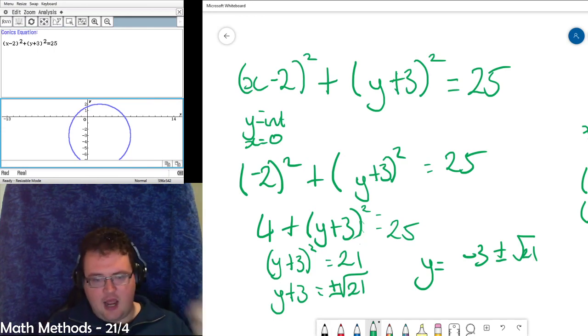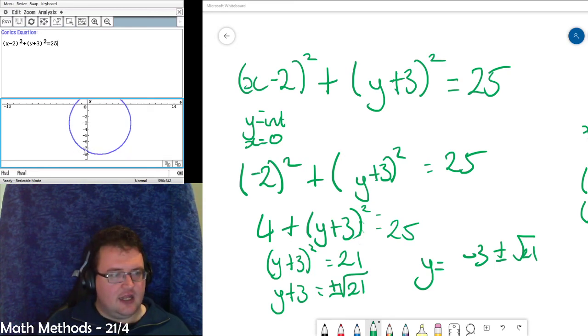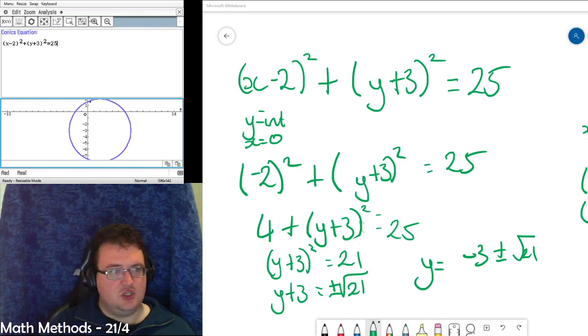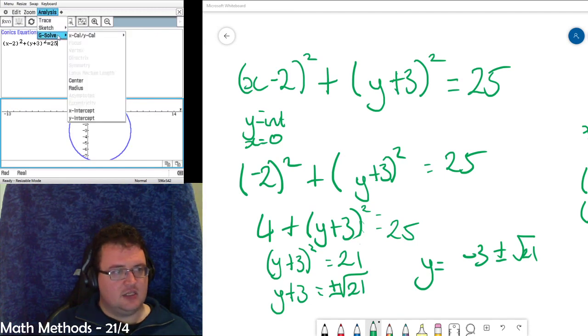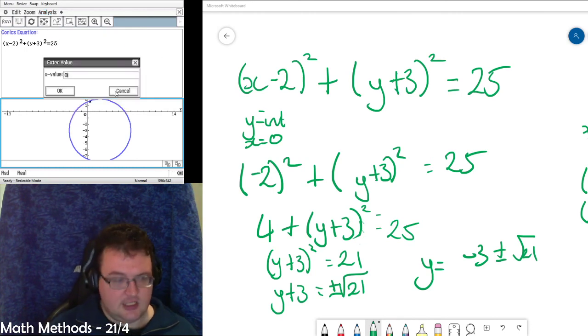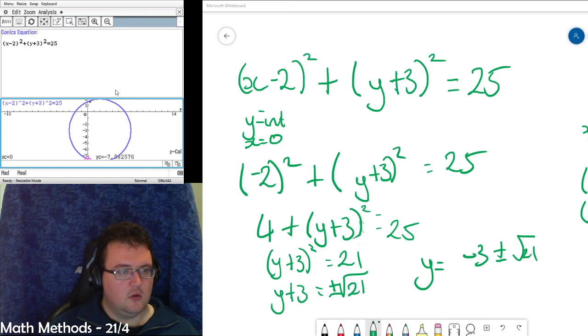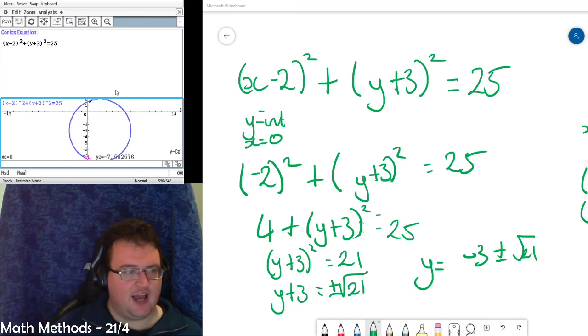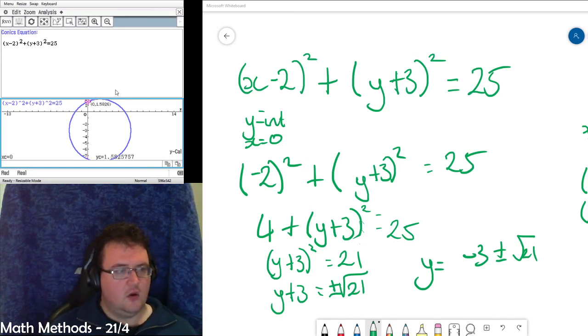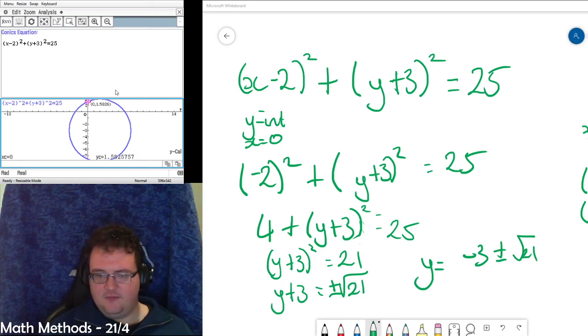Which, if we look at our CAS, we can already see it's about 1.5, and down here, it's about minus 7.5. Then you can use your CAS to confirm: Analysis, G-Solve, X-Cal, Y-Cal. When x is 0, y is negative 7.58 or 1.58.